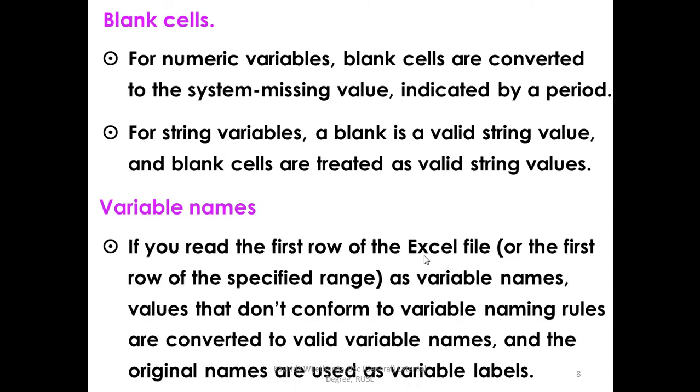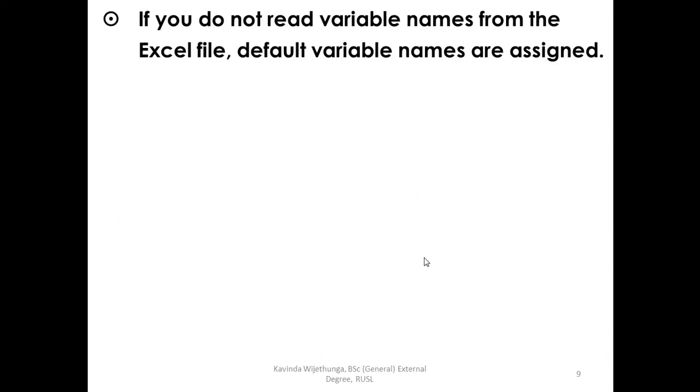Variable names. In the Excel file, if in the first row you add the names of the columns, that is taken as variable names in the SPSS, right? If you do not read the variable names from the Excel file, default variable names are assigned. It means in SPSS variable 1, variable 2 and so on are assigned. If you didn't enter the variable names in Excel, default names are taken by SPSS.